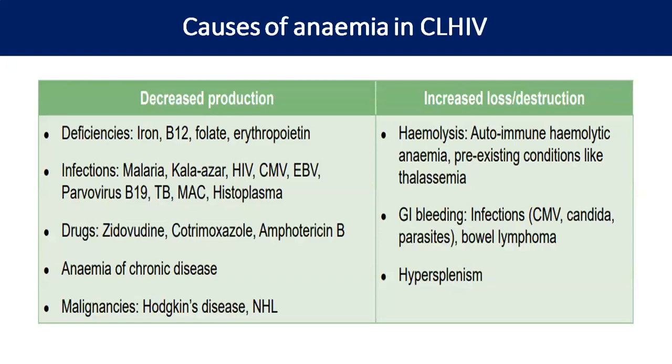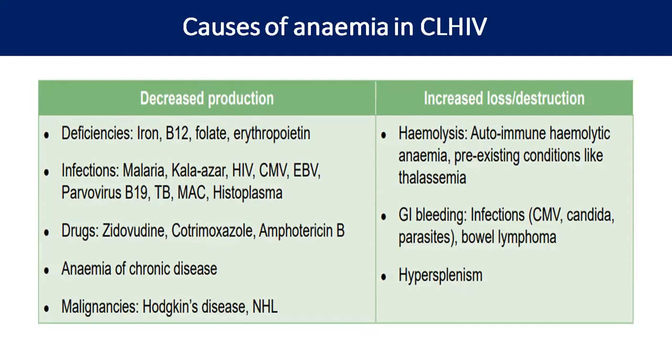Causes of anemia in CLHIV can be divided into two groups: decreased production or increased loss. Decreased production could be because of deficiencies like iron, B12, folate, or erythropoietin deficiency. Certain infections can lead to marrow suppression and decreased production, like malaria, Kala Azar, HIV, CMV, EBV, parvovirus B19 infection, tuberculosis, MAC, or histoplasma. Drugs like zidovudine, Septran, amphotericin B can all cause anemia. Anemia of chronic disease and malignant involvement of the marrow can also lead to decreased production.